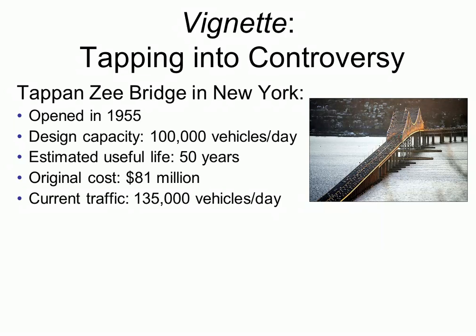The current traffic in this example was 135,000 vehicles per day, clearly exceeding the design capacity by 35,000 vehicles per day. So obviously, exceeding the design capacity is a dangerous thing. So therefore, there needed to be a solution.